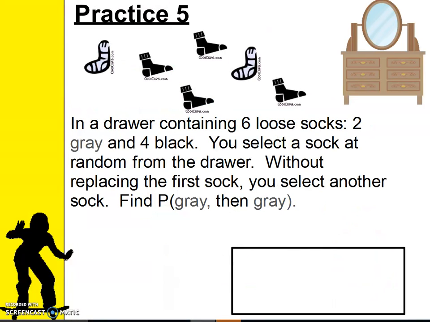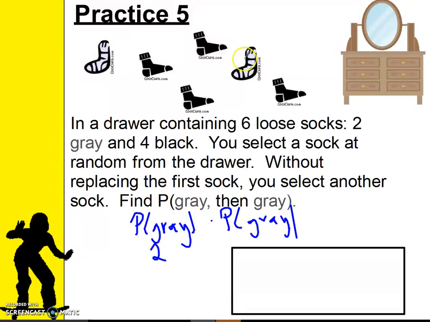In a drawer containing 6 loose socks, 2 are gray and 4 are black. You select a sock at random from the drawer. Without replacing the first sock, you select another sock. Find the probability of gray and then gray again. All right, so we have 2 gray socks, so 2 out of 1, 2, 3, 4, 5, 6. So 2 out of 6.